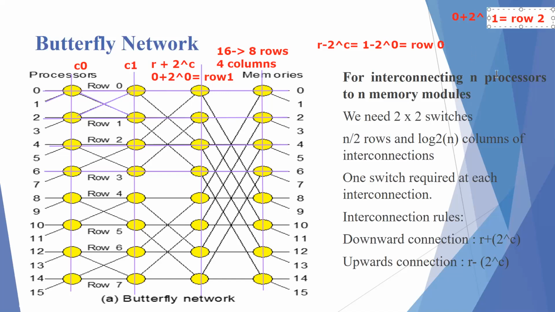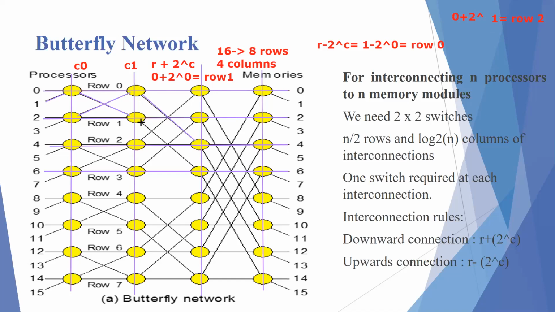Row 2. So this means a cross connection from here has to go to row number 2. So row number 2 is here. Okay, are you all getting? Yes, ma'am. All right, and let's see the next one also.